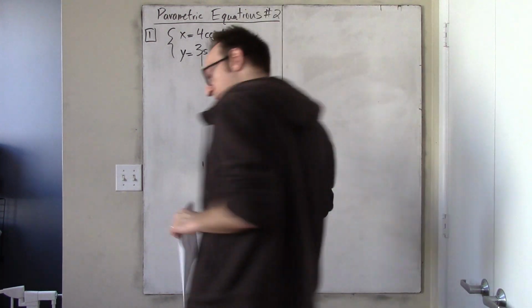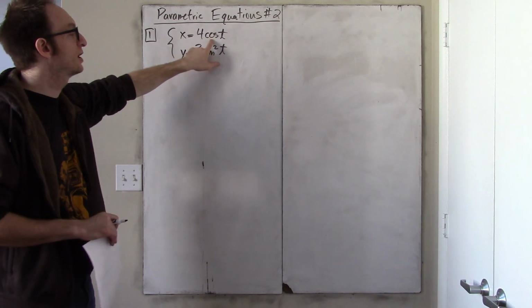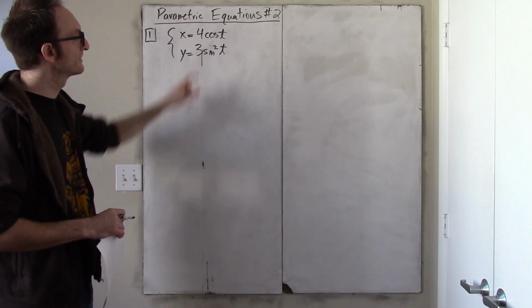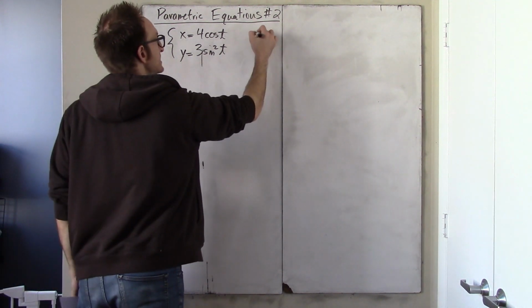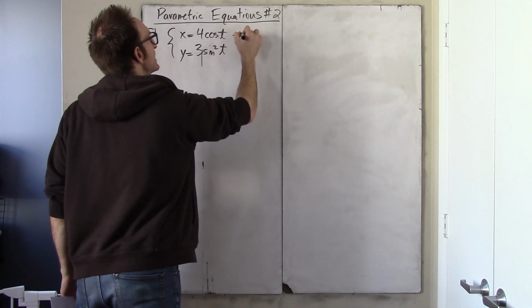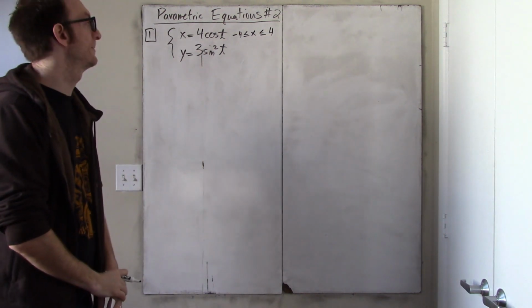Well, without going through all the details, let's just say that because cosine is always between -1 and 1, 4 cosine is always between -4 and 4. So I'm just going to state that x is always between -4 and 4. I think we can do that in our head after having done it many times.